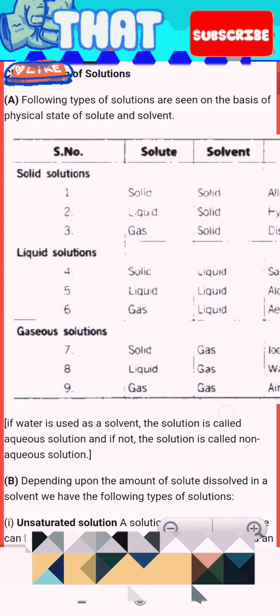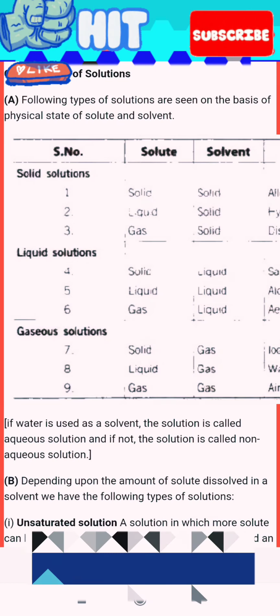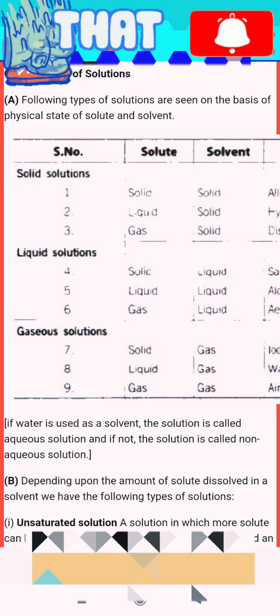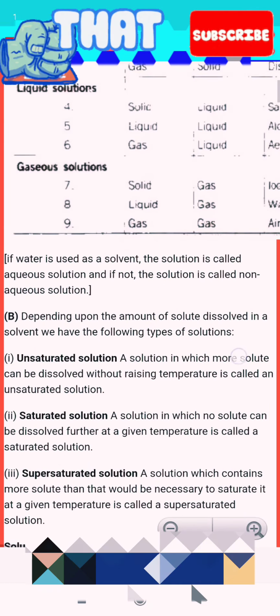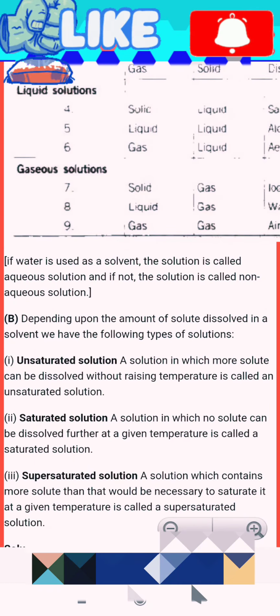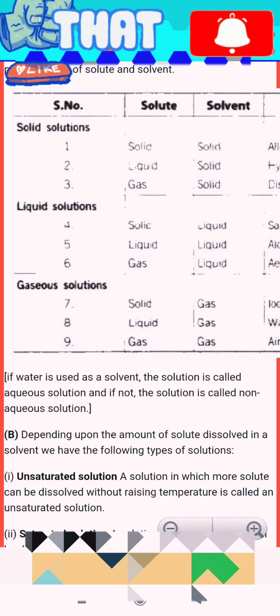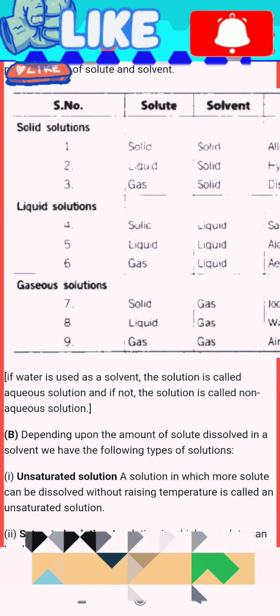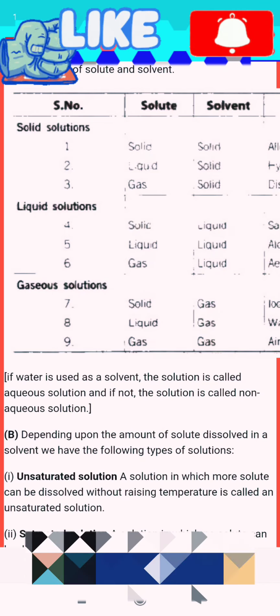Next one is, depending upon the amount of solute dissolved in the solvent, we have the following types of solutions. Number one is the unsaturated solution, number two saturated solution, and number three is the supersaturated solution. What is unsaturated solution? A solution in which more solute can be dissolved without raising temperature is called unsaturated solution.